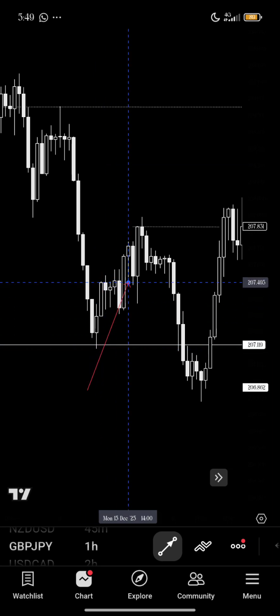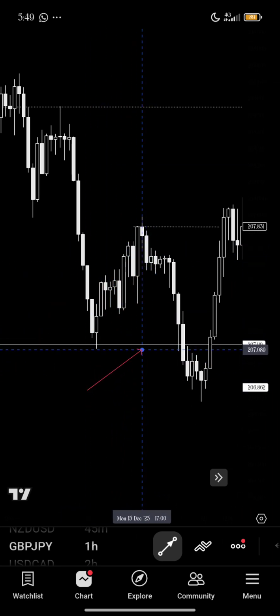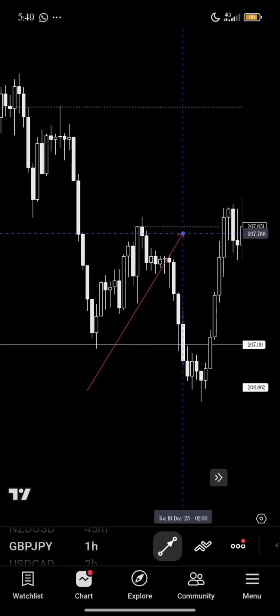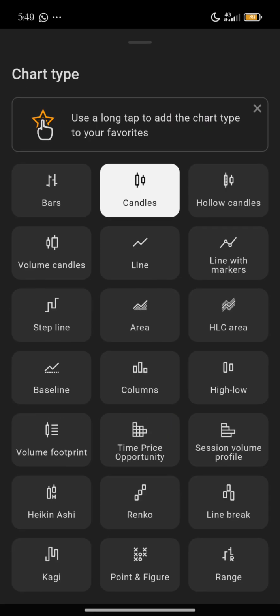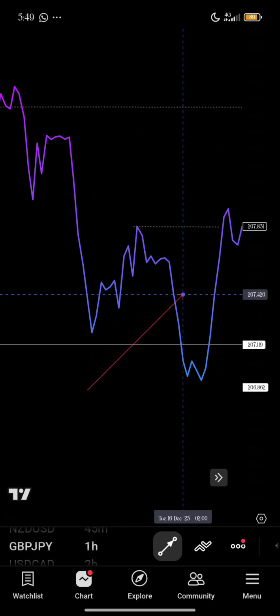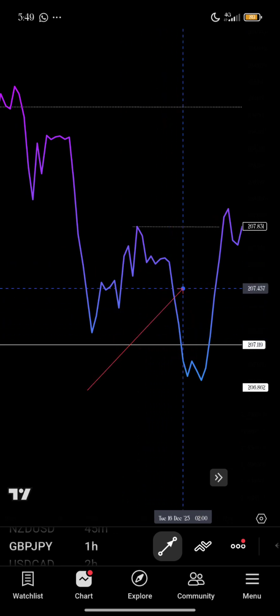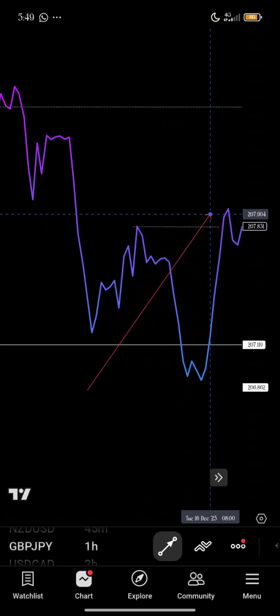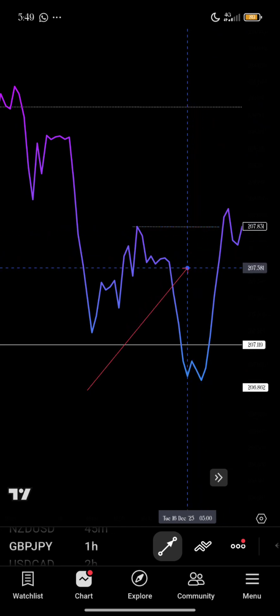Price tapped into here, went up, broke structure, swept this particular low, and broke another structure. Now if you change this to a line chart, for you to confirm your breaks, you need to use the line chart. You can see that price swept here, broke this structure that brought that sweep, giving us a confirmation that now we are bullish, that we should start going up. Now we should start expecting buys.